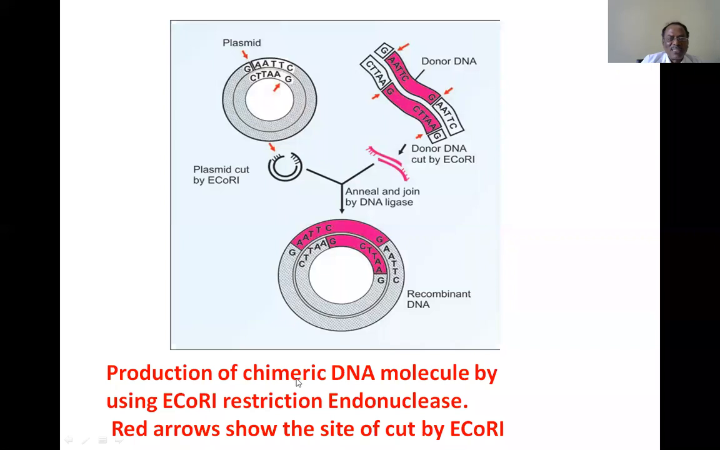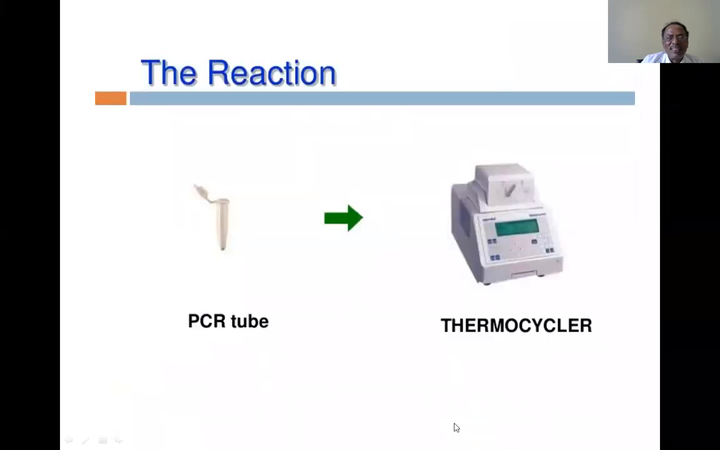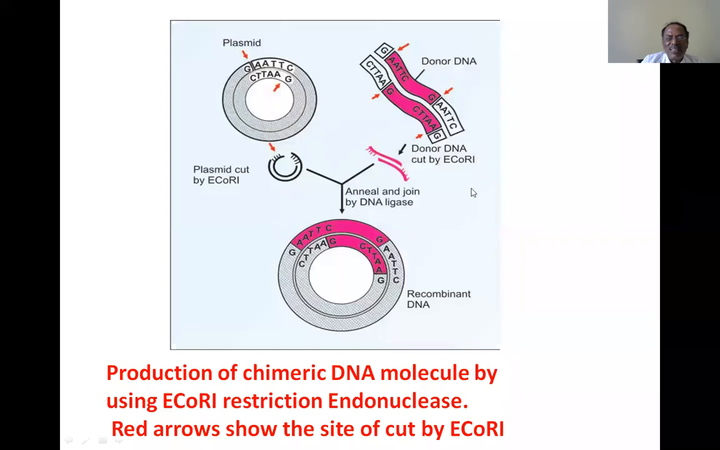Production of chimeric DNA molecule by using E. coli restriction endonuclease. The red arrow shows the site of cut by E. coli. And then this is about the recombinant DNA technology. You see the sticky patches. This is a gene, this is a plasmid, then this is a sticky patch, the gene, and they can cut open. This is a double helix. Then it can rejoin back.